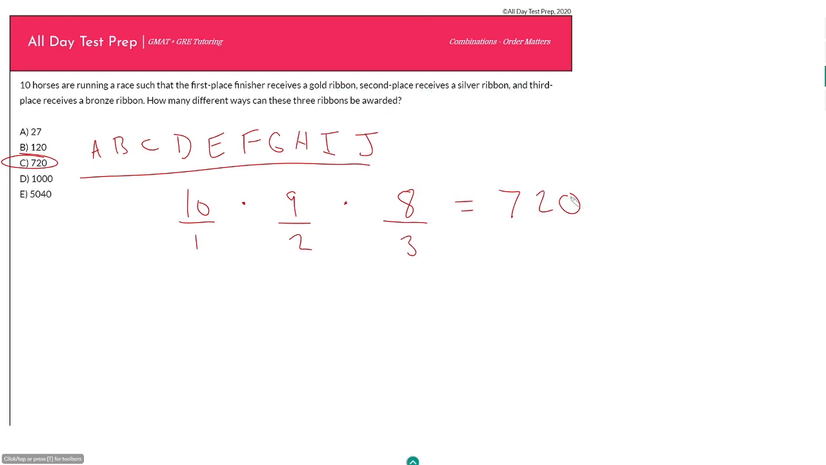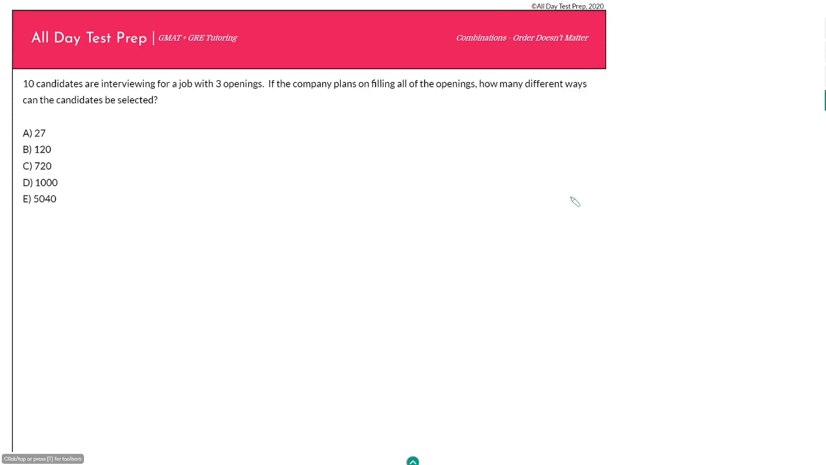So now let's look at a similar sounding scenario, but fundamentally different. 10 candidates are interviewing for a job with 3 openings. If the company plans on filling all of the openings, how many different ways can the candidates be selected? And so in this case, I'm just picking a team, right? So order does not matter.